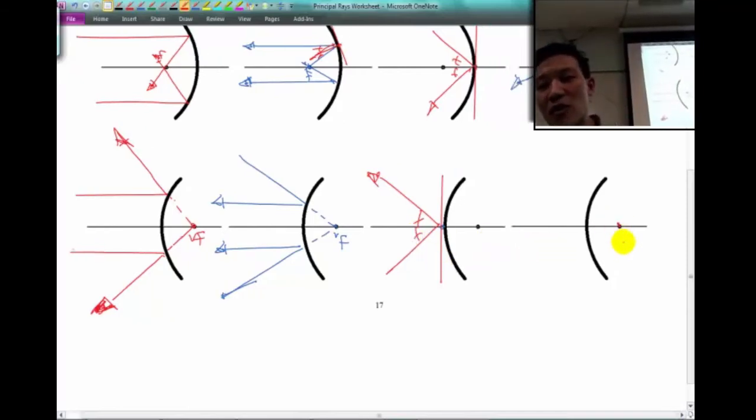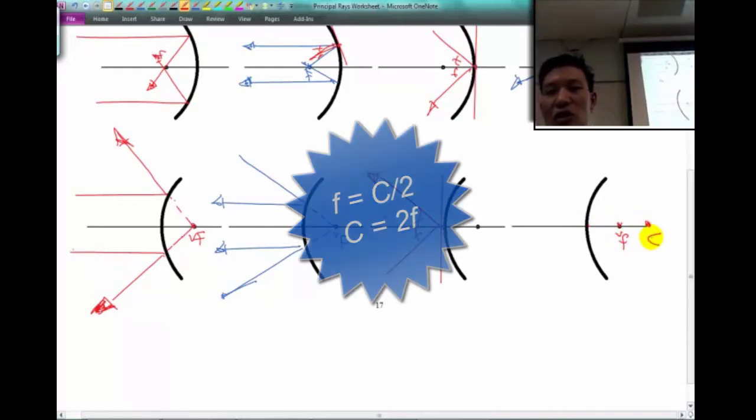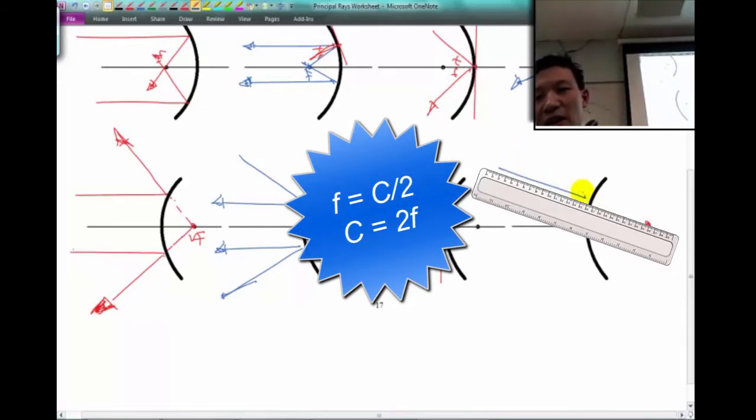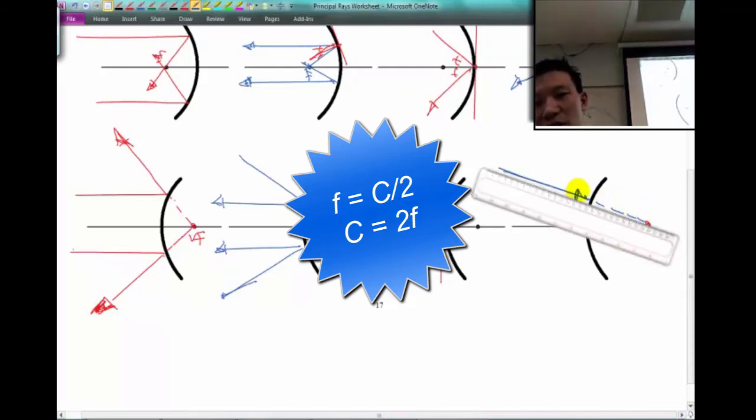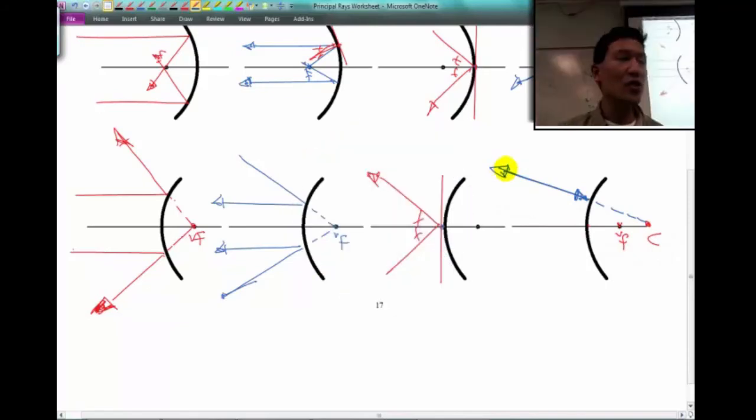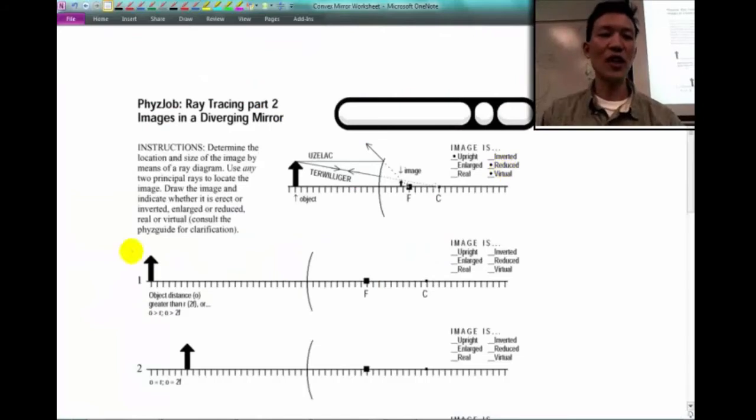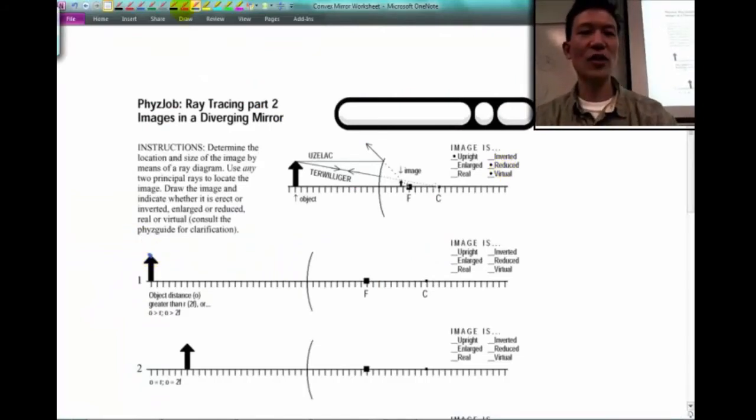Ray number 4 is any ray of light that approaches not the focal point, but twice that, the center of curvature. It simply bounces straight back along that center line. So if you come in towards the center of curvature, you'll leave away from the center of curvature. And those are our 4 principal rays for diverging mirrors. So, just like before, any 2 rays determine your final image.